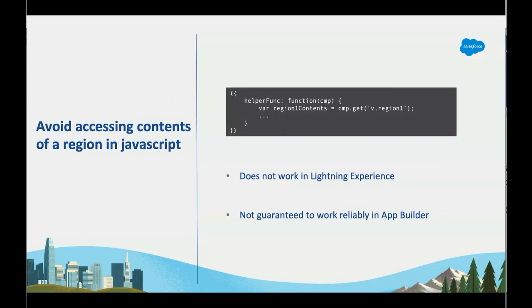Next, we have two points which we felt are important and wanted to draw attention to, so we have broken them down into two separate slides. The first one is to avoid accessing the contents of the regions in JavaScript. As you can see in the code snippet here, I'm trying to access the contents of region 1. You should definitely avoid doing this because it does not work in Lightning Experience. It does work in App Builder sometimes, but we are working on removing support for this, and it will not work in the future.